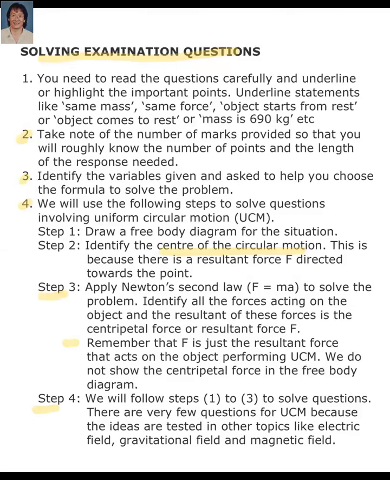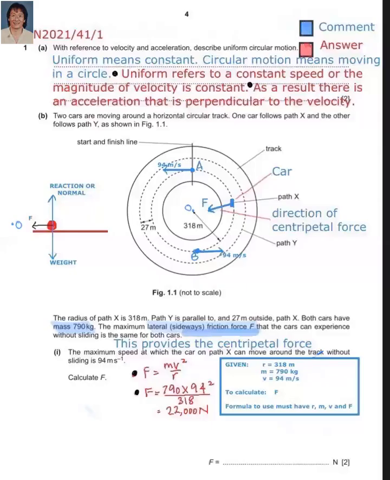There are few questions for uniform circular motion because the ideas are tested in other topics like electric field, gravitational field, and magnetic field. This is a question from October/November 2021, variant 41. In part A, with reference to velocity and acceleration, describe uniform circular motion. The question carries 2 marks. Therefore, you must have 2 points, 1 point for the velocity and 1 point for the acceleration.